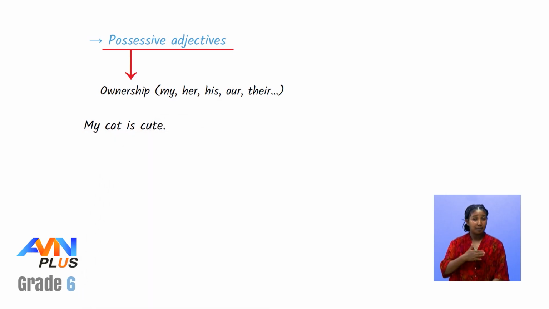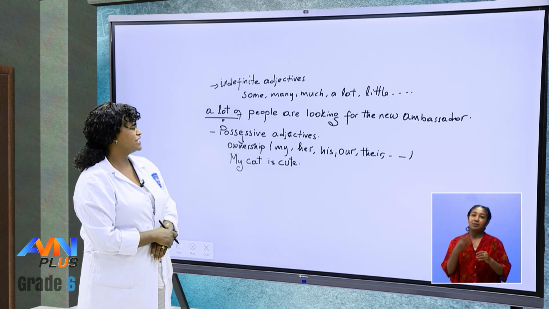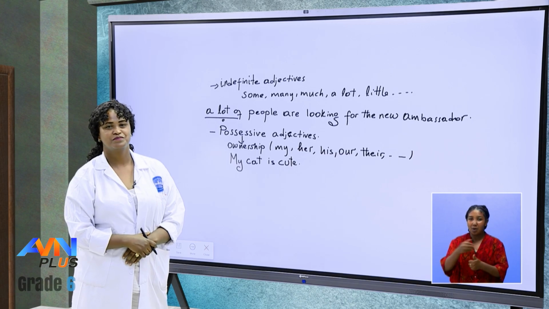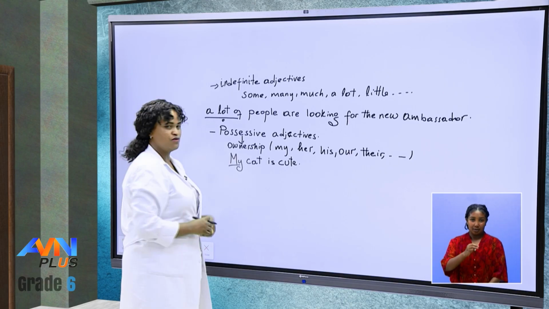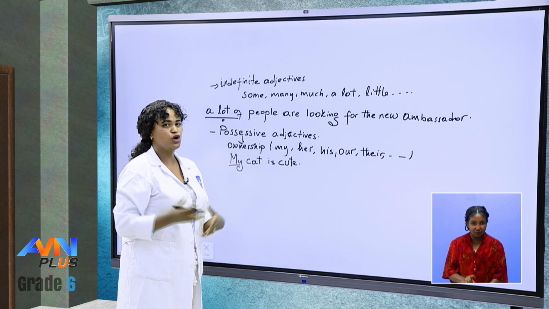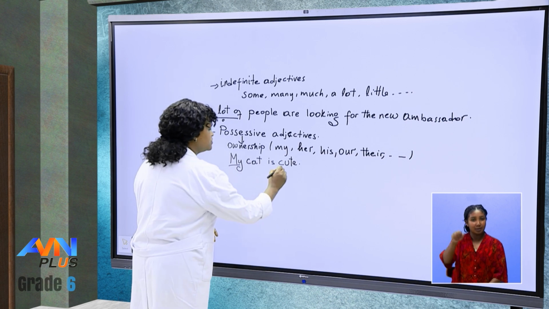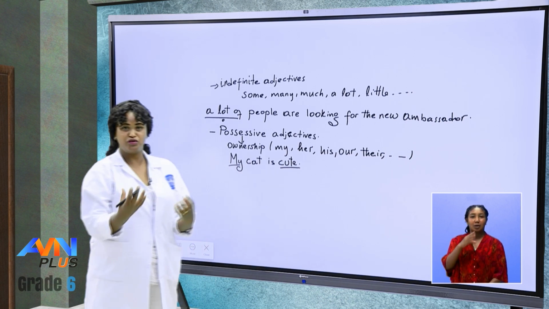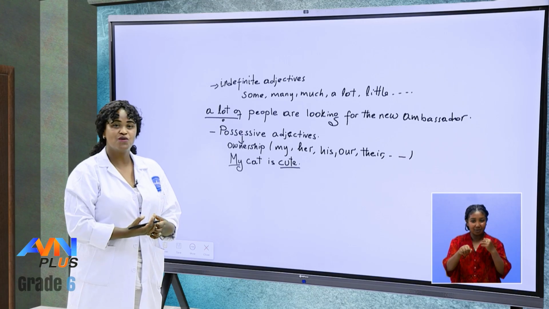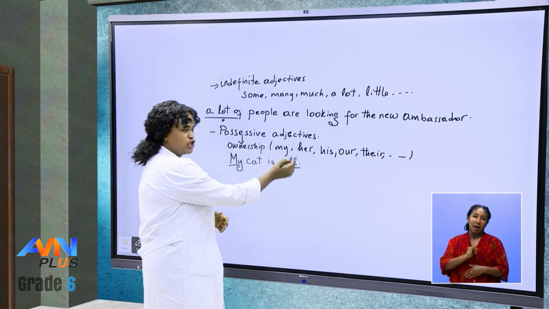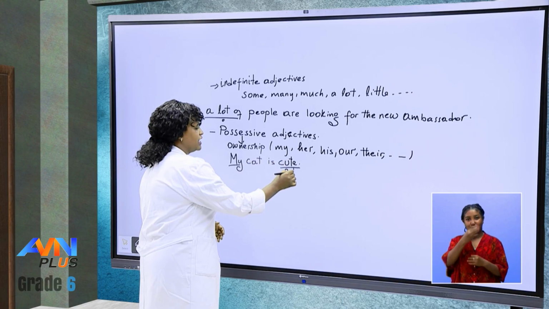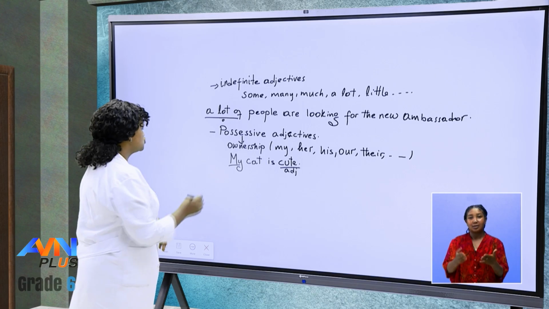For example, look, my cat is cute. Can you identify the adjective here? As we are saying now, my is an adjective. What else? Is there no opinion? Yes, cute. I'm talking about the beauty of my cat. That's also an opinion, a descriptive adjective. So my cat is cute. This is also an adjective. All right, let's pass on to the next one.